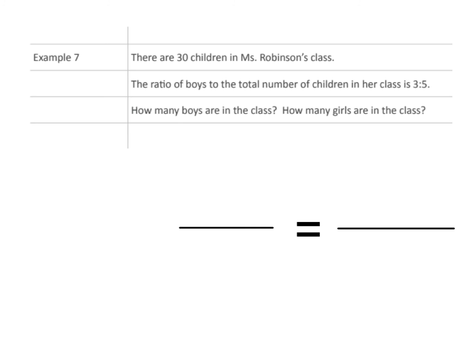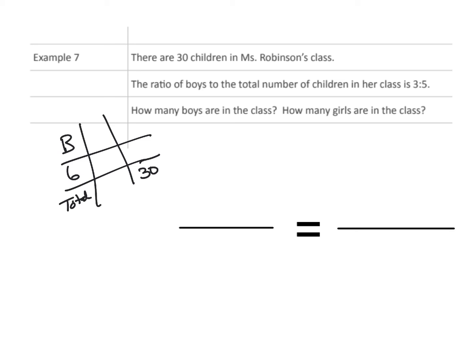So let's do it again. I'm going to set up our key right here. There are 30 children in Miss Robinson's class, so I'm going to put that under actual. So I got boys, I've got girls, and I've got the total. The ratio of boys to the total number of children is 3 to 5. So the boys to the total number.